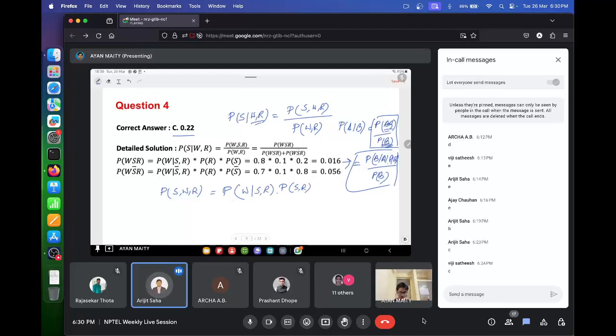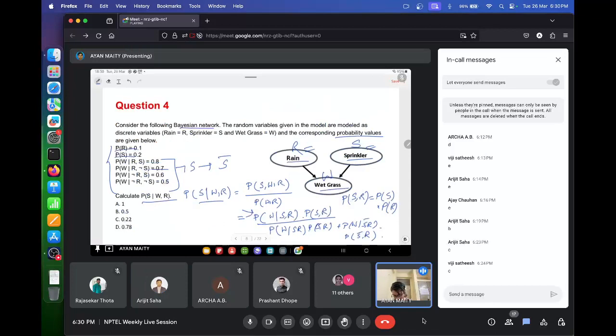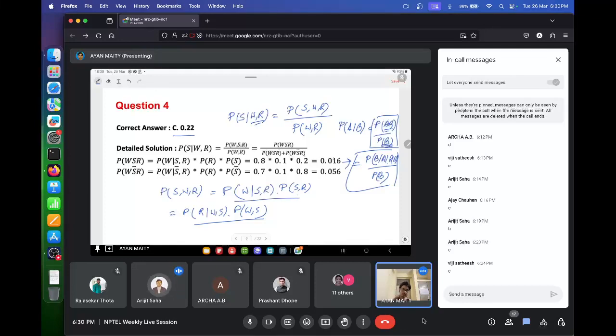So can we write this with r given s, w? Yeah, we can write it in the same way as r given w comma s into probability of w comma s. We can write that, but it is not required, because here the probability values we are given are only for w. So we split it this way. That's why we have to write this. So both are correct. Actually, you can write it as w given the other variables, or r given the other variables, or even s given the other variables. But we need only w given the other variables because that value is known to us. Okay, thank you.